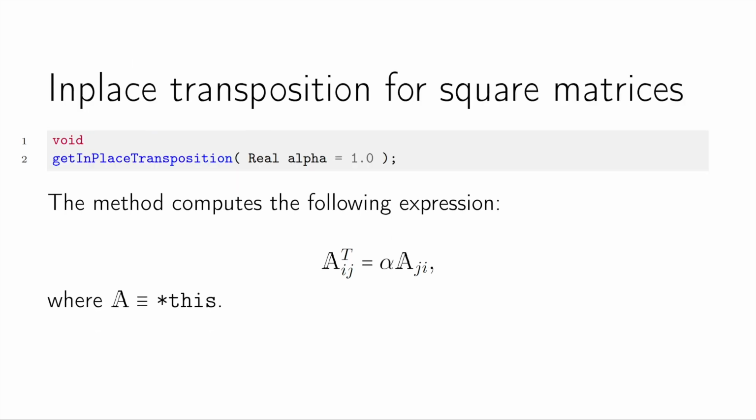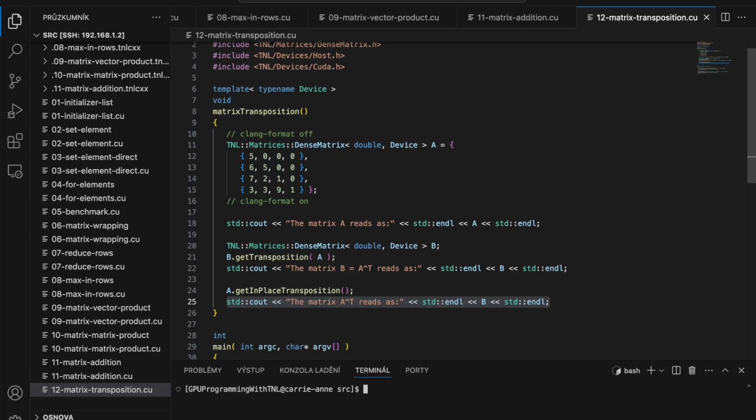the resulting transposed matrix is computed and stored in matrix A. If you want to transpose a square matrix, you can perform an in-place transposition, which requires no additional memory and overrides the original matrix with its transpose. This operation is performed using the getInPlaceTransposition method of the dense matrix class. This method can also multiply the matrix by a coefficient alpha, which is its only input parameter. Both methods are demonstrated in the example in the file 12-matrixtransposition.cu.